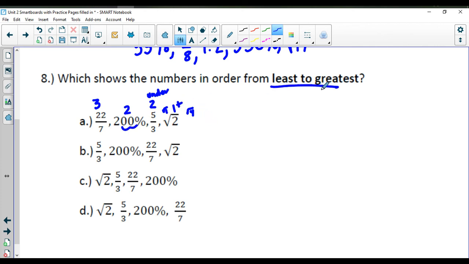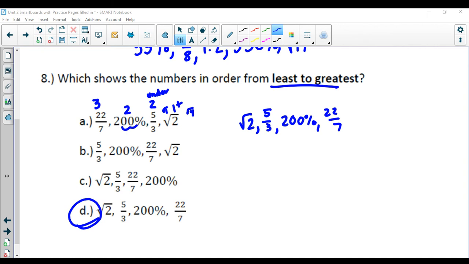So if I were going from least to greatest, looking at these different numbers, I would have the 1 plus number, the just under 2 number, the 200% number, and then the 22/7 number. And the one that shows these in order here is going to be letter choice D. And that's it for lesson 2.10, practice packet, page 16.